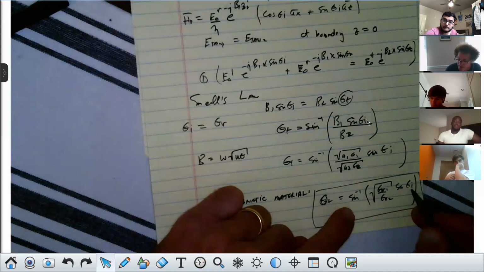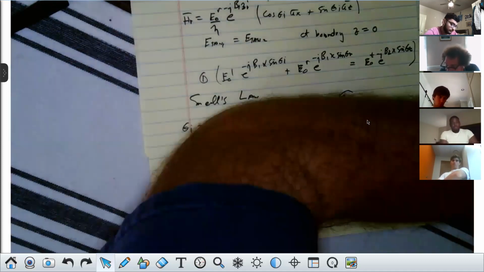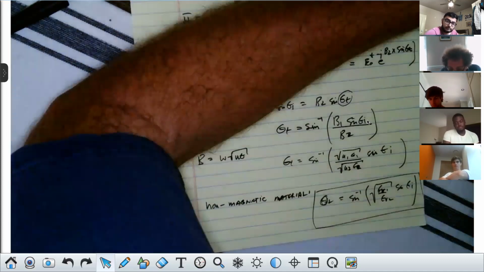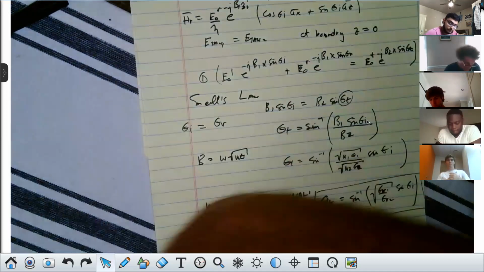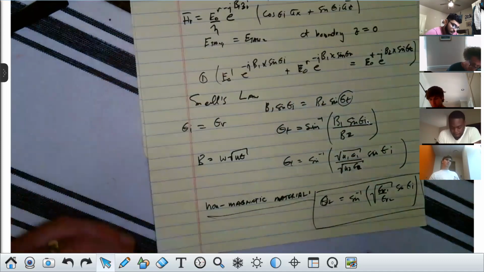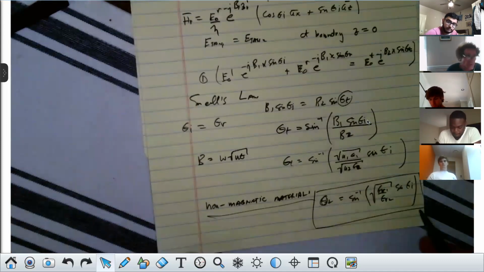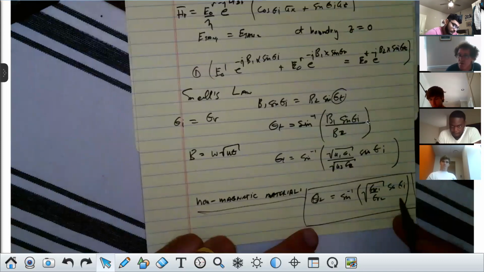As a matter of fact, I'm trying to see if he's got that there, and he doesn't. But this is for non-magnetic materials. It just means mu relative 1 is mu relative 2. Can you all read that right there, class? Can you all follow me?